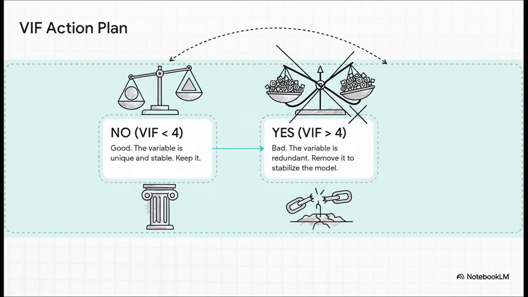So, we measure this with the VIF score. A good rule of thumb is that if any variable has a VIF score greater than 4, it's probably redundant. It's time to remove one of those overlapping variables to make your model much more stable and reliable.